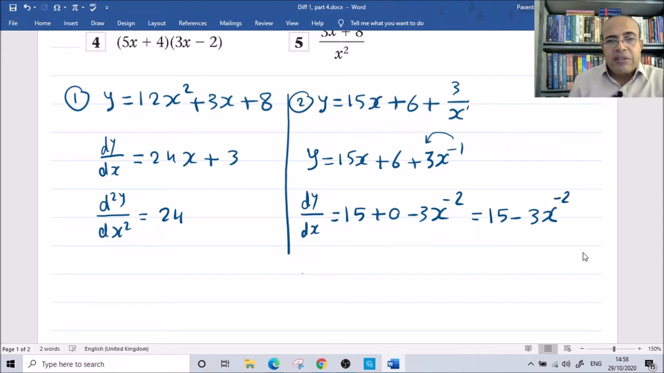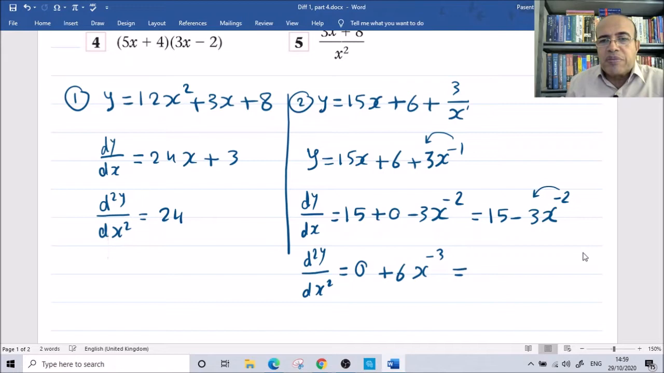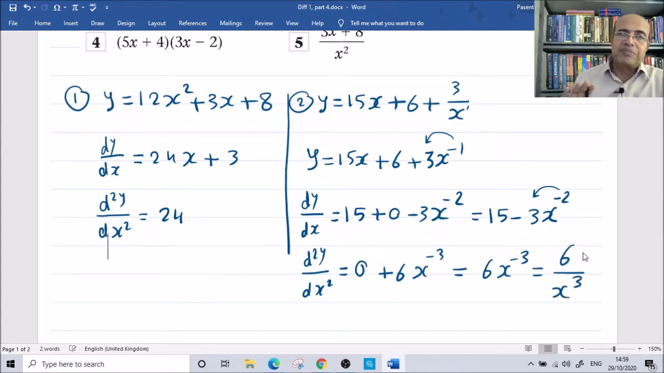Now, the second order derivative is d2y by dx2. Differentiation of 15 is 0. Differentiation of negative 3x power negative 2: negative 2 goes down. Negative 2 times negative 3 is positive 6. And reduce 1 from the power, negative 2 minus 1, negative 3. In simplest form, it is 6x power negative 3, or we can write it as 6 over x power 3.